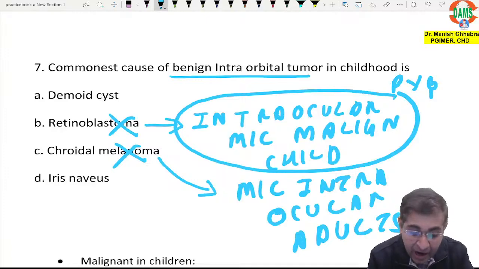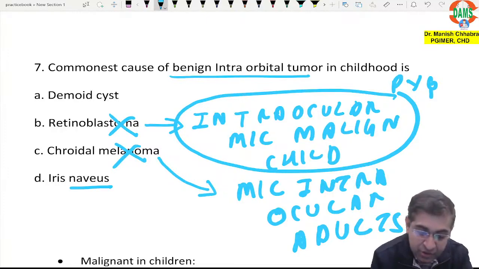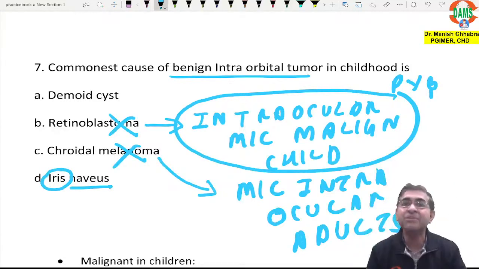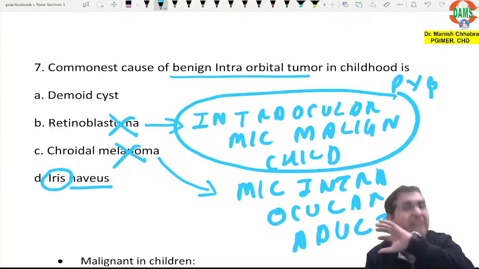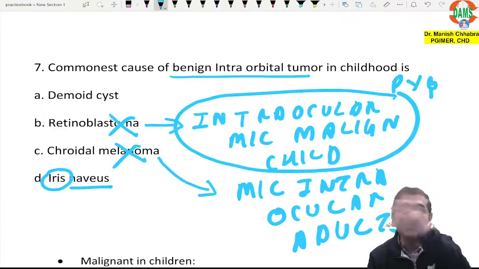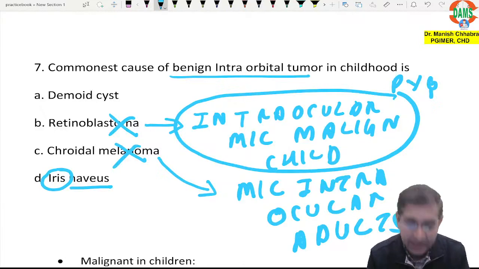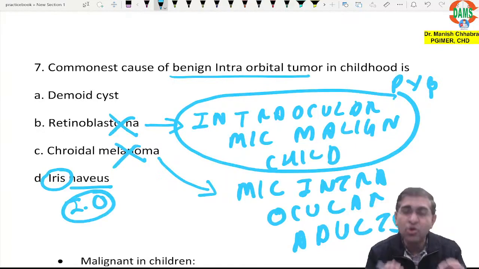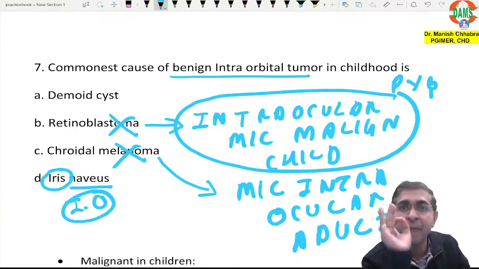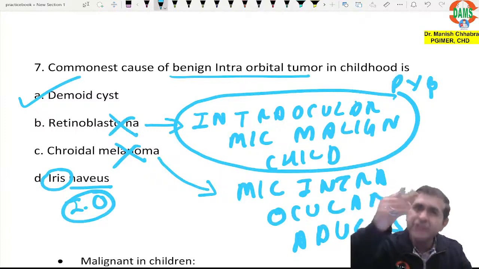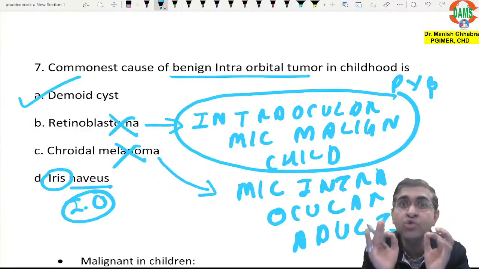Now, third, iris nevus. We are talking of the iris. The iris is present inside the eyeball. Nevus is a different thing. Iris nevus: if there is a pigmented area over the iris, you can call it a nevus. But this will be intraocular. So, even if you don't know anything, still by means of elimination, you can tell me that it has to be dermoid cyst. So, guys, this is how you approach a question.